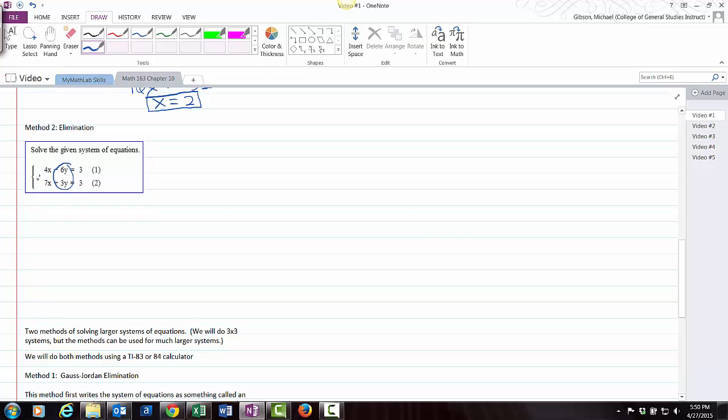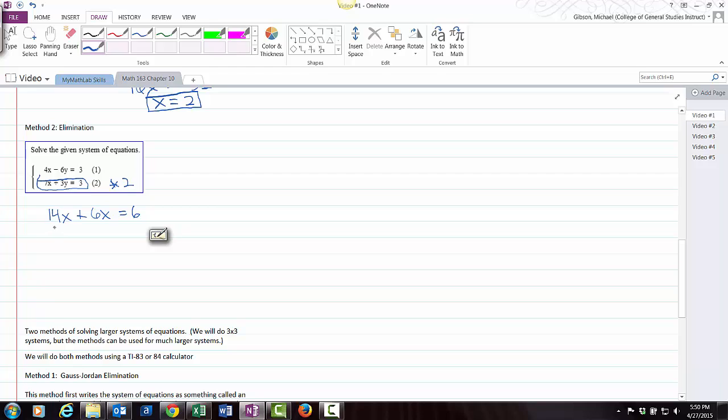So what I'm going to do is take this whole second equation and multiply it by 2. I'm multiplying both sides of the equation. So 14x plus 6y equals 6. Multiplying both sides of the equation by the same thing doesn't change anything.